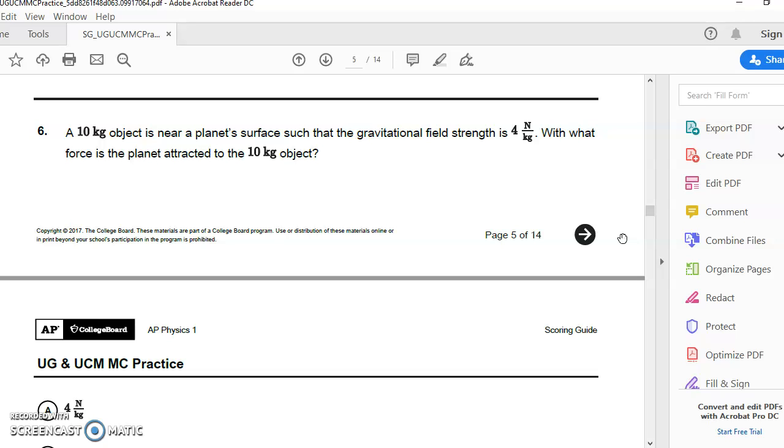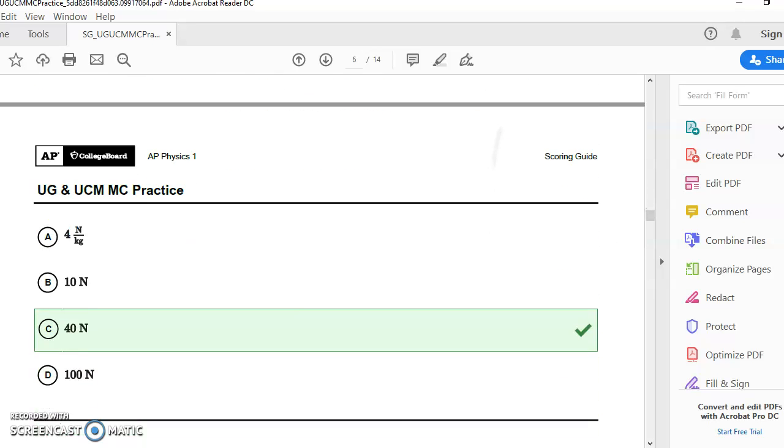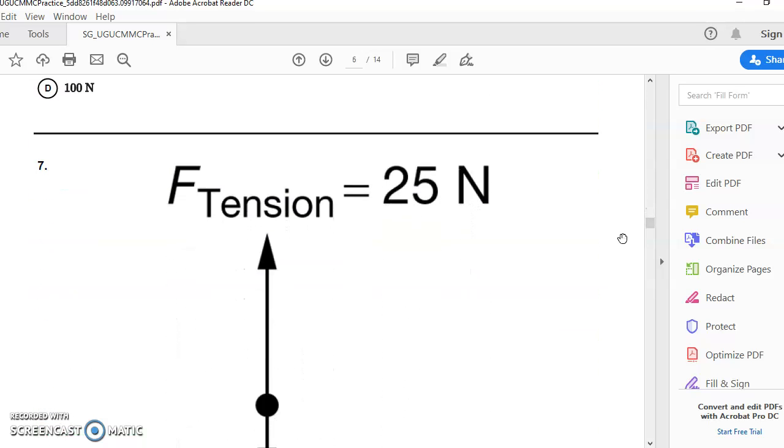But this says, with what force is the planet attracted to the 10 kilogram object? So this is something where you need to understand Newton's third law. If the force of weight, or the force of the planet on the object, is 40, therefore the force of the object on the planet is also 40. So 40 newtons is C.